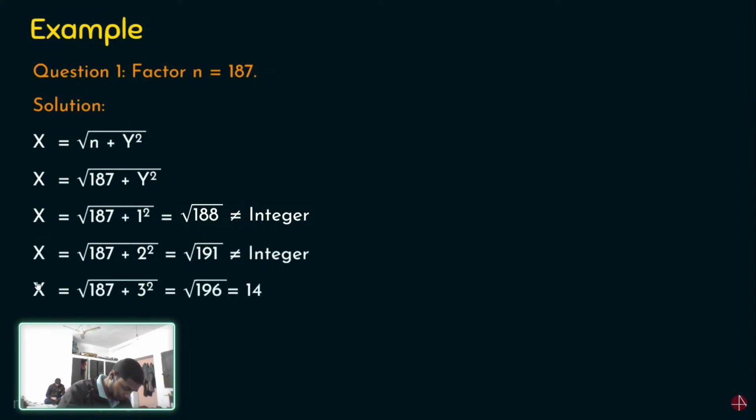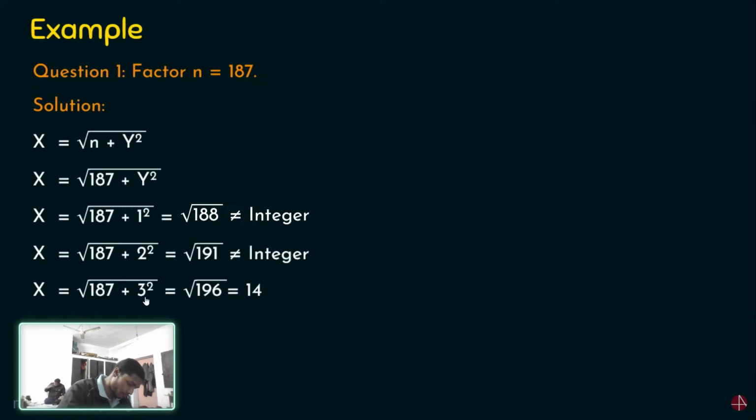Let's try 3. When we try 3, x is equal to square root of 187 plus 3 square, which is equal to square root of 196, which is equal to 14, which is a perfect integer. So we are going to stop at this stage. So we get x is equal to 14 and y is equal to 3. So we got two values, right? x is equal to 14 and y is equal to 3.